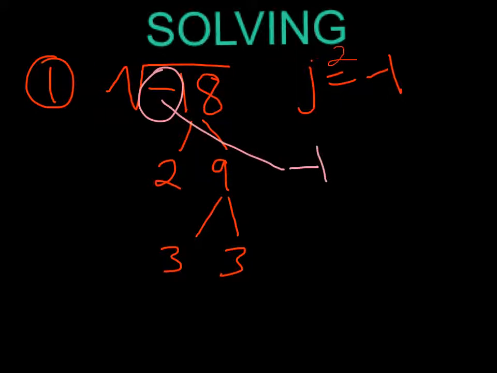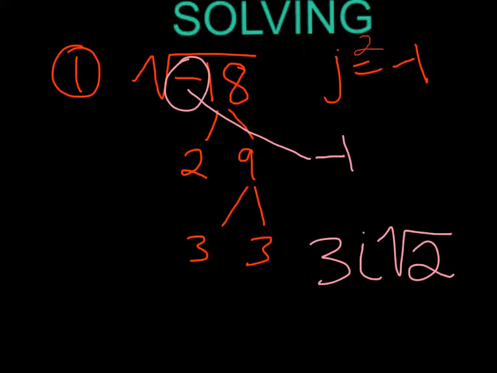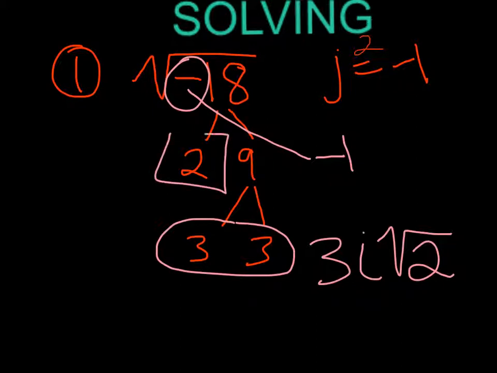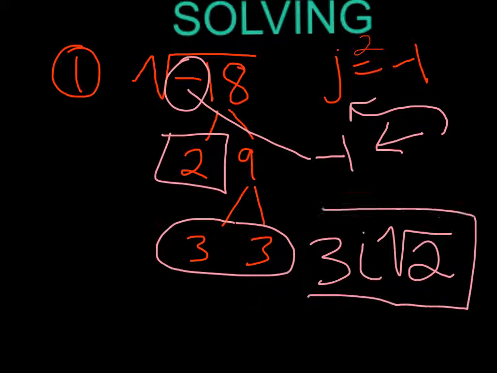Therefore, when we solve the problem, we get 3i, the square root of 2. We get the 3 from our two 3's right here, and our 2 has been left inside the square root. And we discovered this negative 1, and we know i is the square root of negative 1. Therefore, you put it all together, you end up getting 3i, the square root of 2.